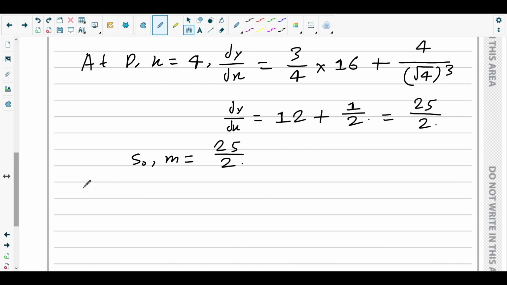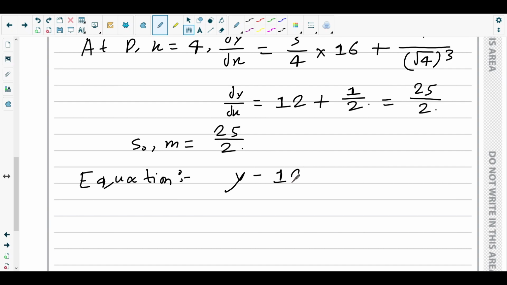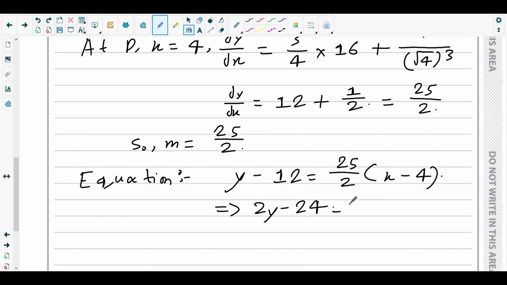Now we need to find the equation. The equation of the tangent would be y minus the y coordinate of point P, which is 12. So y minus 12 equals m times x minus 4. We need to transform it into the form ax plus by plus c. So multiply both sides by 2: 2y minus 24 equals 25x minus 25 times 4, which is 100.